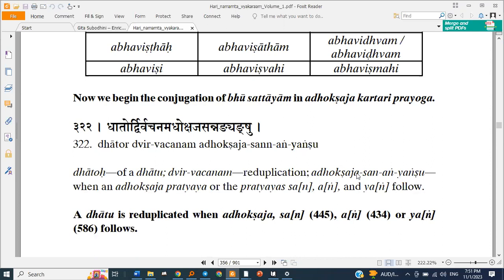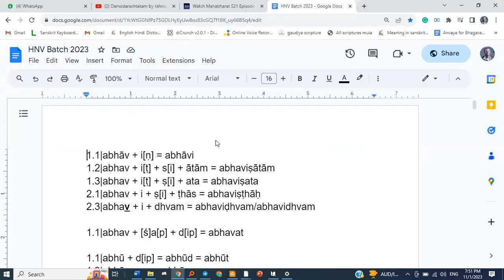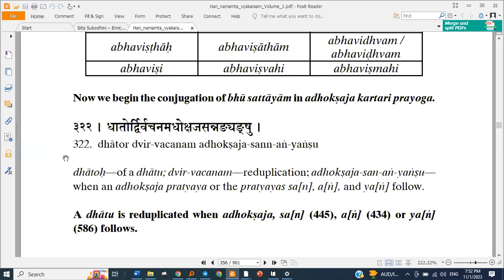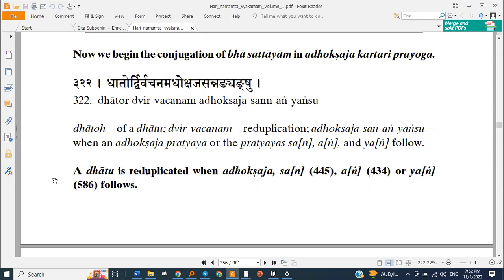So in adhokshaja, the form is bhu, and the pratyaya is null, the first one, Parapada. So dhatur dirvachanam adhokshaja sannang yangshu. The sutra says that a dhatu is reduplicated when adhokshaja, sun, ang, or yang follows.